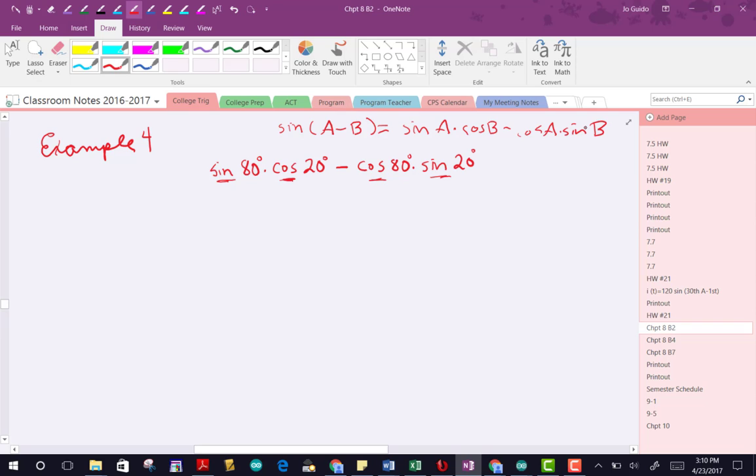In example 5, we are given two angles and some information about those two angles. So we know that the sine of angle alpha is 4/5. So be thinking opposite over hypotenuse. And angle A is going to be in the second quadrant because it is bigger than pi over 2 and it's less than pi.